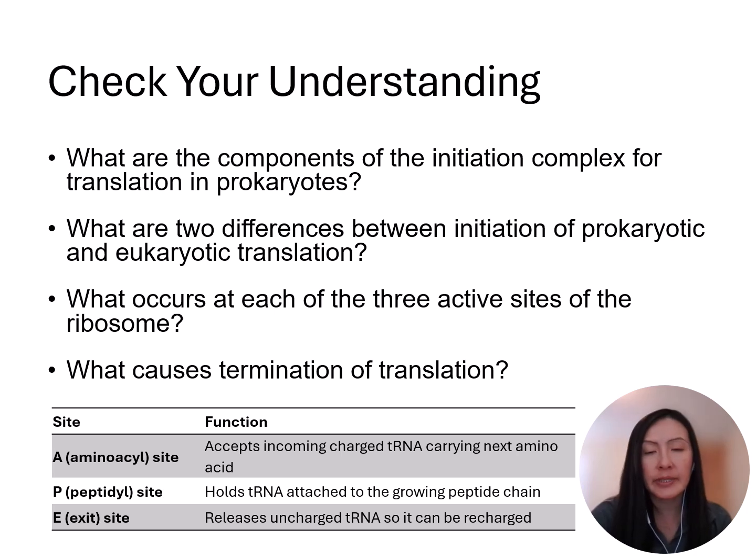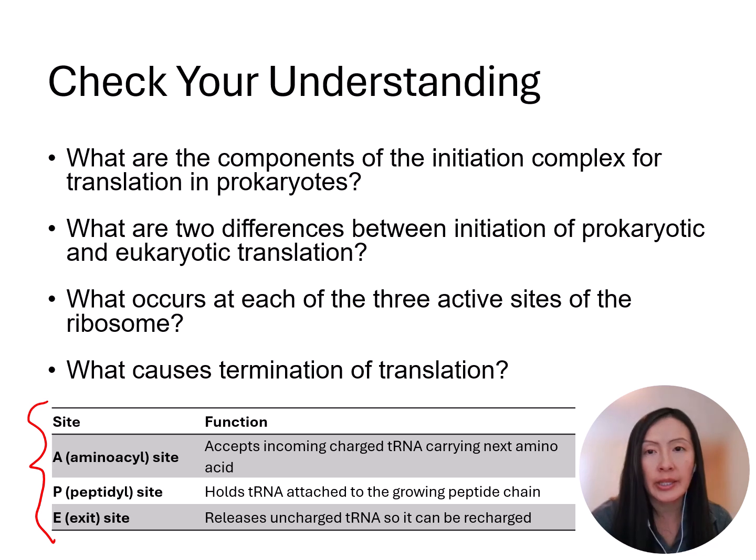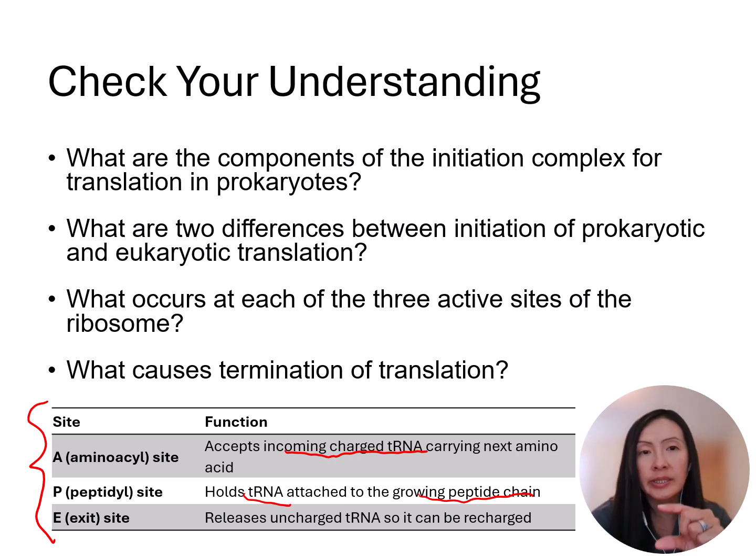For the three active sites of the ribosomes, I put them over here at the bottom. So the A site or aminoacyl site, usually found on that far right side of the ribosome, accepts incoming charged transfer RNA carrying that next amino acid that corresponds to the codon. Our P or peptidyl site holds the tRNA that is attached to that growing peptide chain. And then the E site or exit site releases that uncharged tRNA so it can be recharged with a new amino acid.